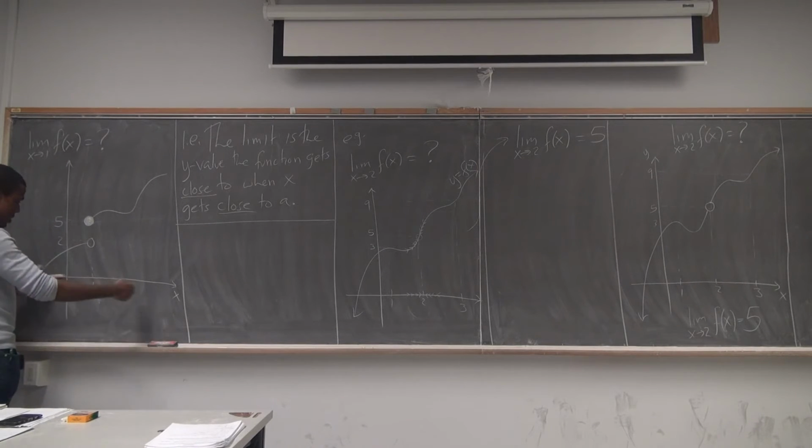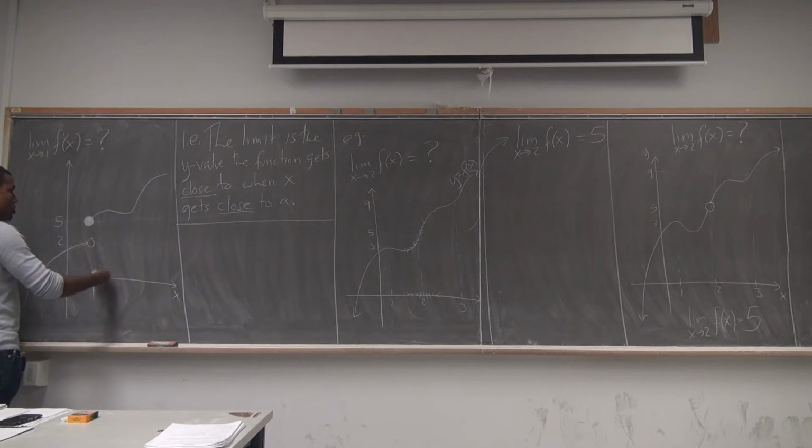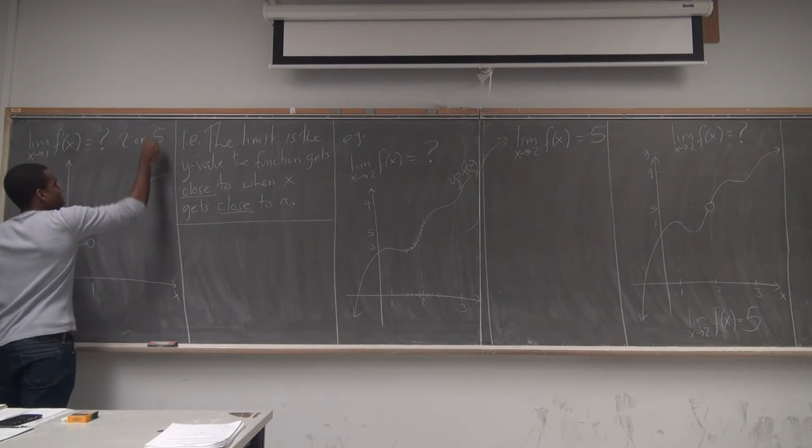Okay, so let's look at closing in on 1. You said different sides, all right? So what if we're on this side? Okay, x is getting close to 1. What's the y value getting close to? 2. Okay, what about closing in on this side? I'm on the graph here. So this is close to 5. So is the answer 2 or 5?